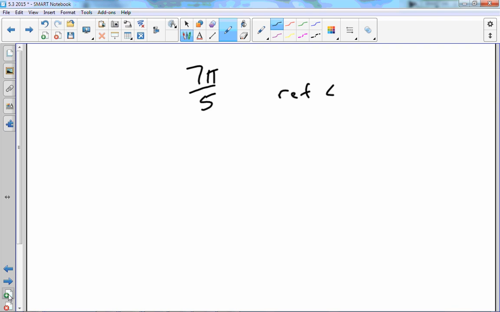Anytime like in this case, I always draw them. I don't really try to follow rules to get it quickly, you just draw it. And when you draw it, always start over here at pi to figure out where it's at. So what I'm going to do is rename pi in terms of fifths. How can I write pi in terms of fifths? 5 pi over 5 would still be pi.